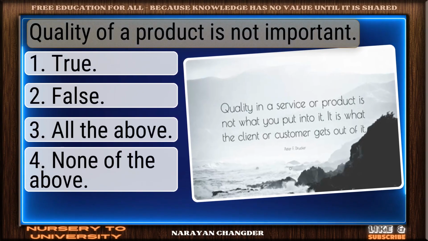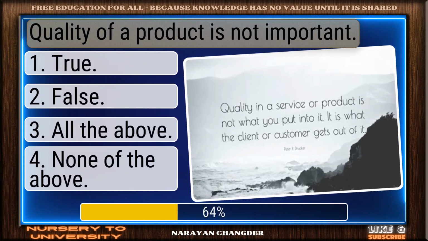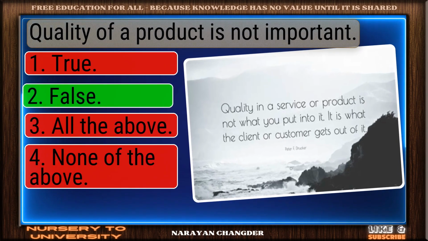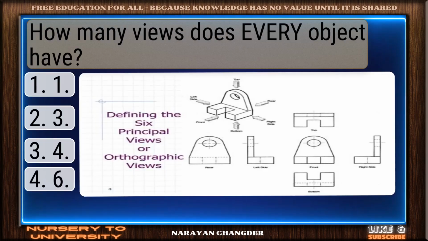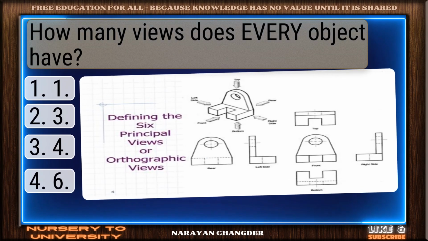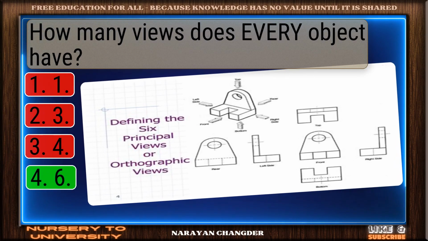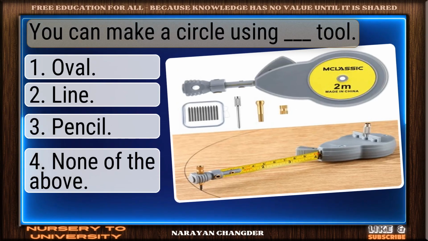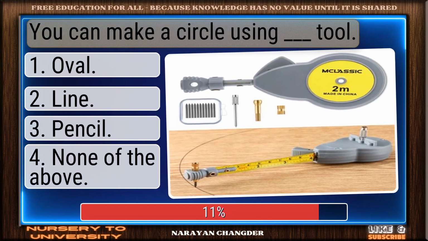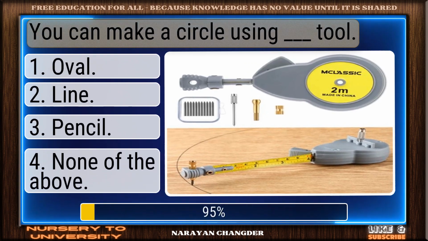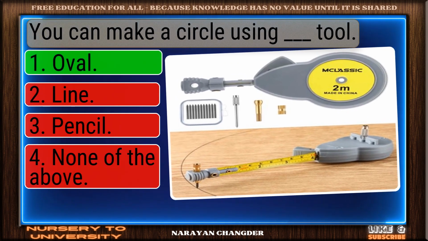Quality of a product is not important. Clear logic. False is sound. How many views does every object have? Excellent choice. 6 is right. You can make a circle using dash tool. Solid response. Oval is valid.